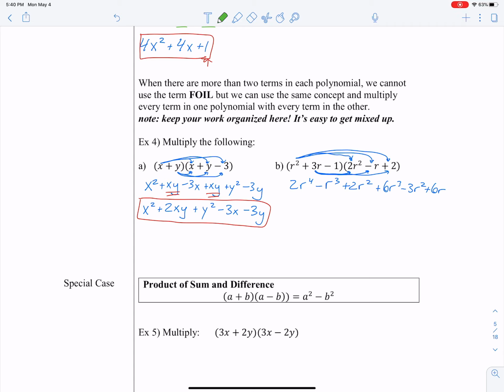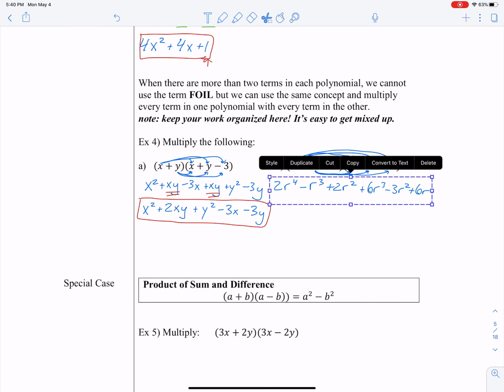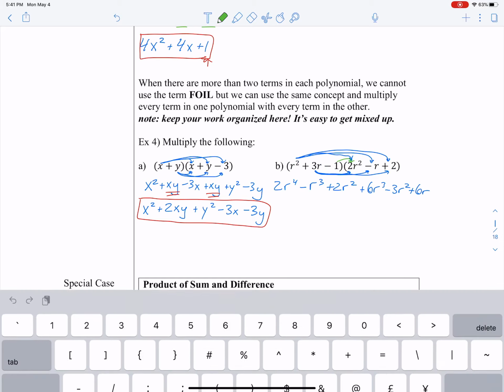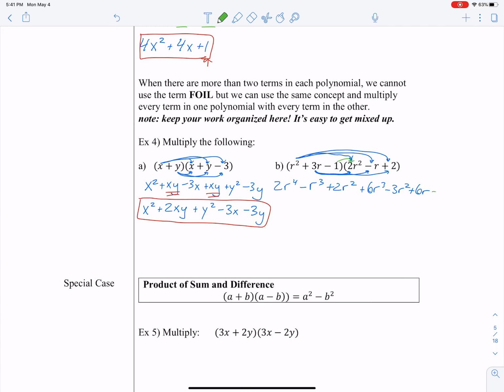Now I have the third one times the first one. So, oh, I'm running out of space. Hold on, let me move this over a little. No, it's not going to work. There we go. So I have minus 2r squared. I have the first one times the middle one, so that's plus r, and the first one times the last one, that's going to be minus 2.